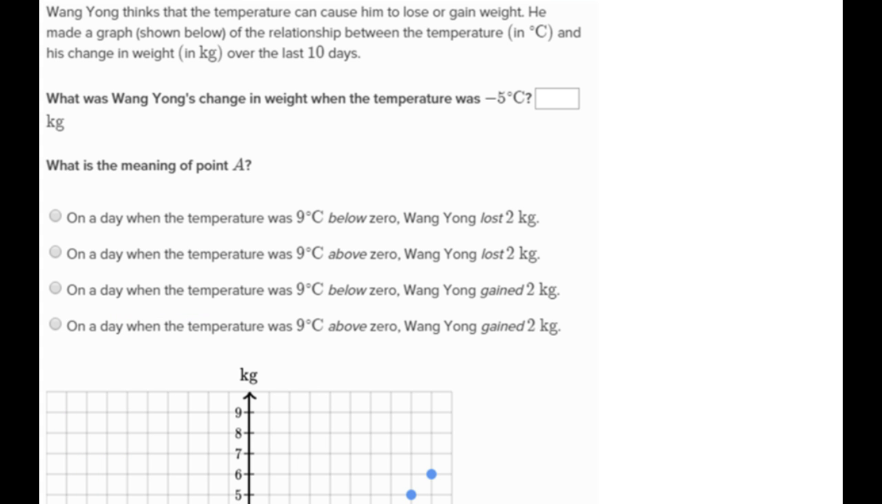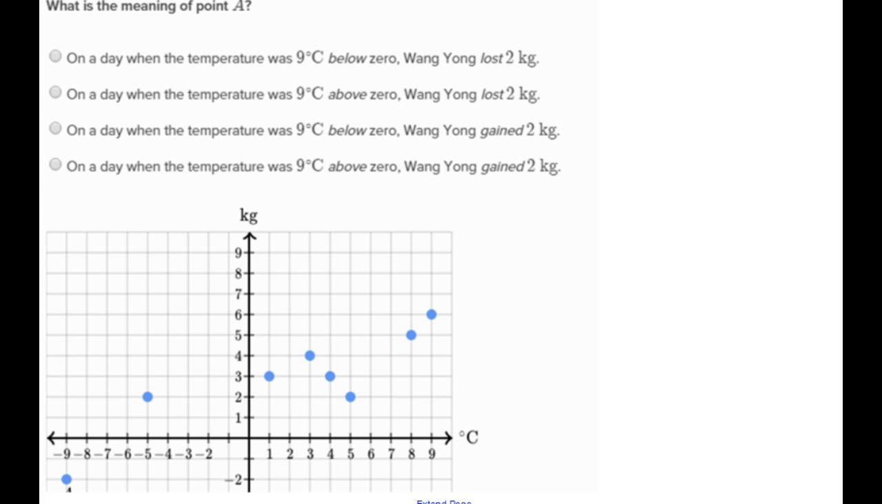All right, he thinks the temperature can cause him to lose or gain weight. He made a graph of the relationship between the temperature, degrees Celsius, and his change in weight over the last 10 days. What was Wang Yang's change in weight when the temperature was -5 degrees Celsius? So what I have to do is go to my graph, go to -5 degrees Celsius, which is right here. Okay, that's -5 degrees Celsius. What value is there? That value right there, which represents 2. So that would be 2 kilograms.